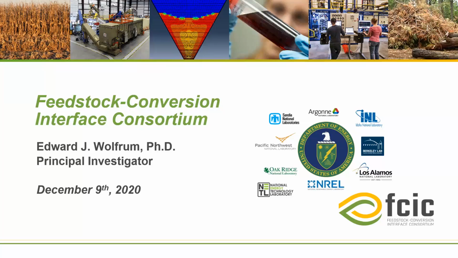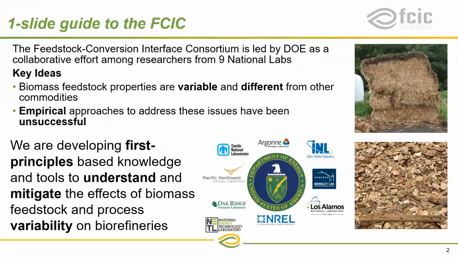So what is the FCIC in one slide? The Feedstock-Conversion Interface Consortium is led by DOE as a collaborative effort among researchers from 9 different national laboratories. We're focused on 2 key ideas. First one, biomass feedstock properties are variable and different. They're variable because they change over time and space. The obvious example here is a bale of corn stover shown on the right-hand side.